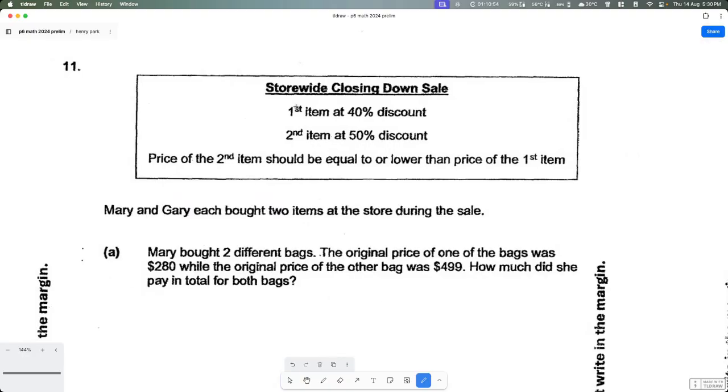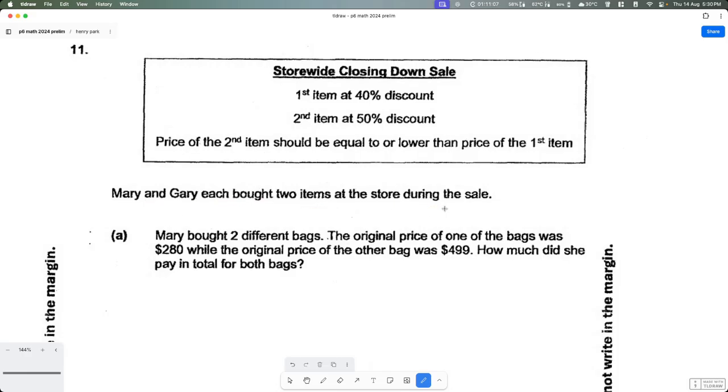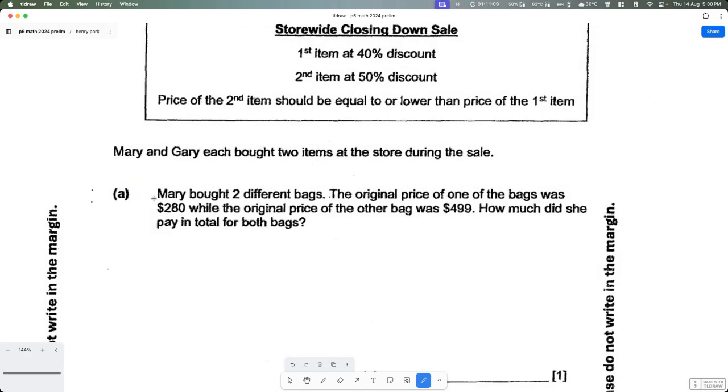Question 11. Store-wide closing down sale. First item at 40% discount. Second item at 50% discount. The price of the second item should be equal to or lower than the price of the first item. Mary and Gary each bought 2 items at the store during the sale. Part A, Mary bought 2 different bags. The original price of one of the bags was $280, while the other was $499. How much did she pay in total for both bags?